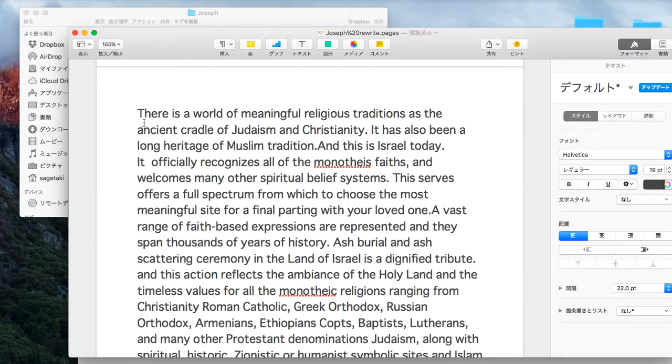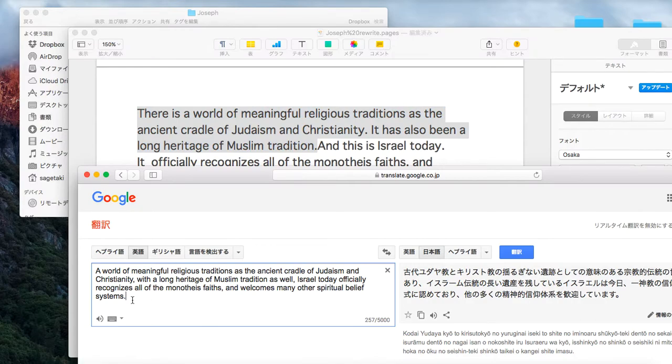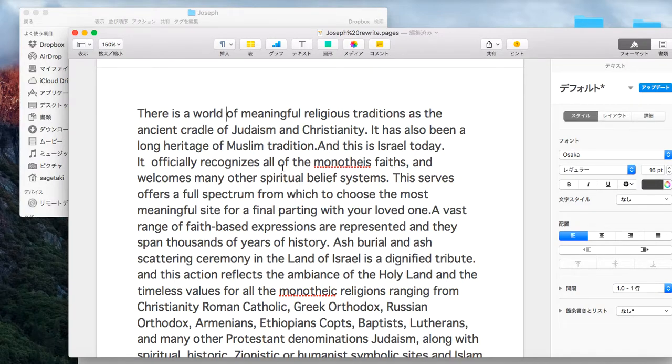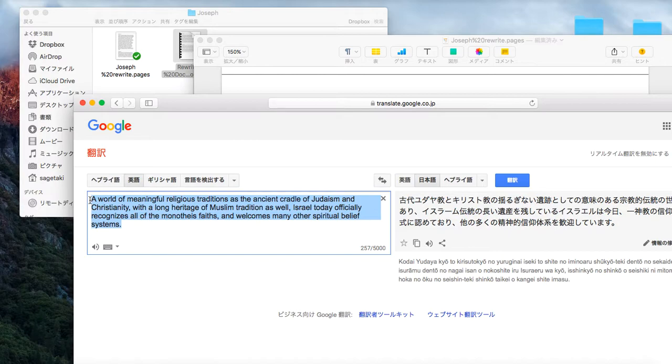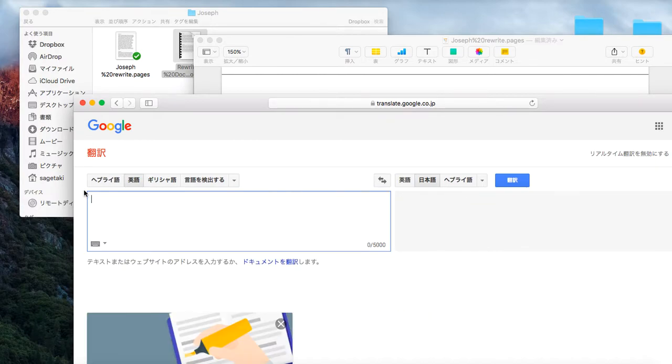So by doing this, we can make the complicated sentence into simplified English, which is very compatible with Google Translate. Let me just paste it into Google Translate and see how it works. Okay, it recognizes all the monotheistic faiths and welcomes many other spiritual belief systems. So from here to here, it was the whole sentence. How the outcome changes, you might not know because you're not a Japanese speaker.